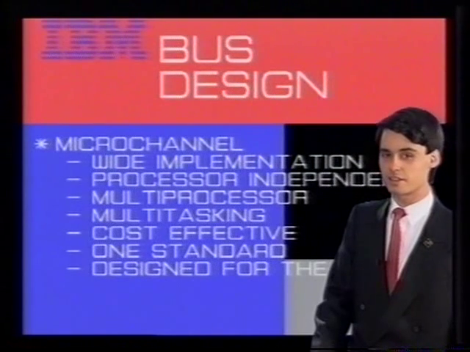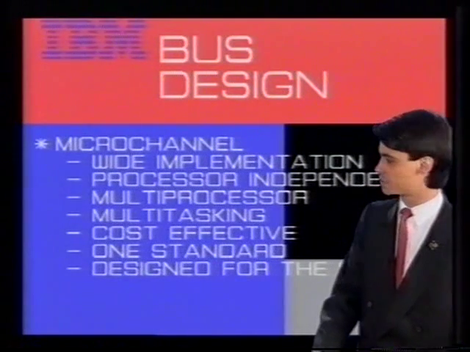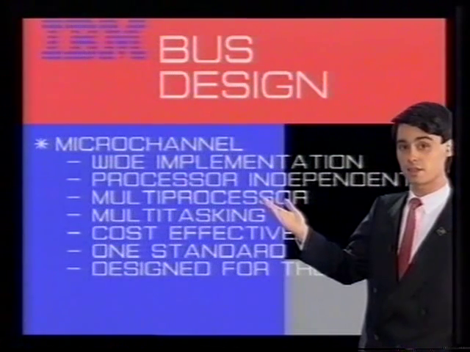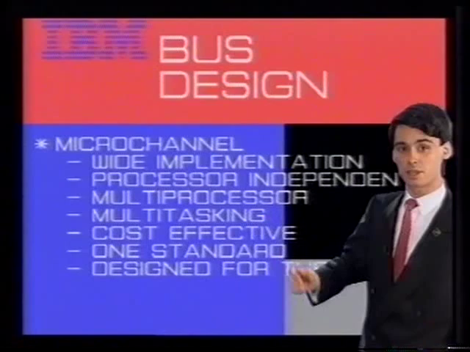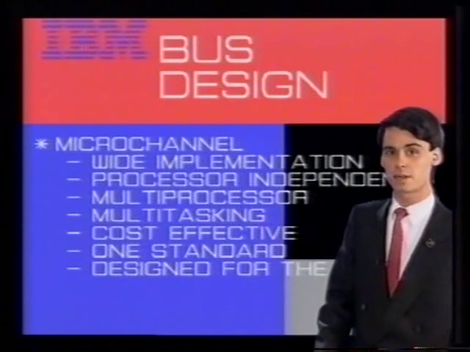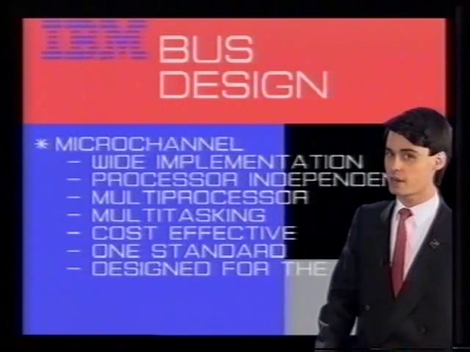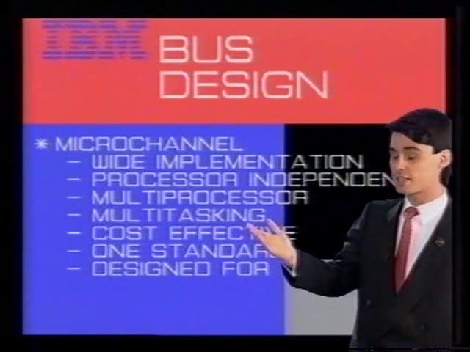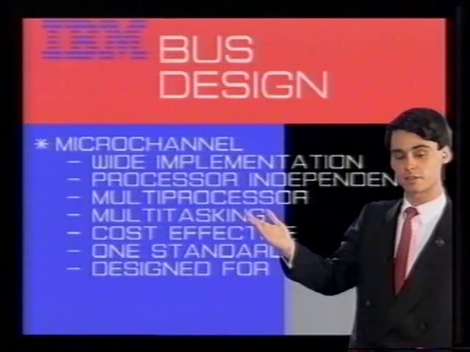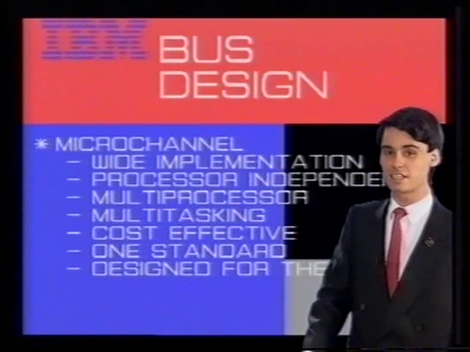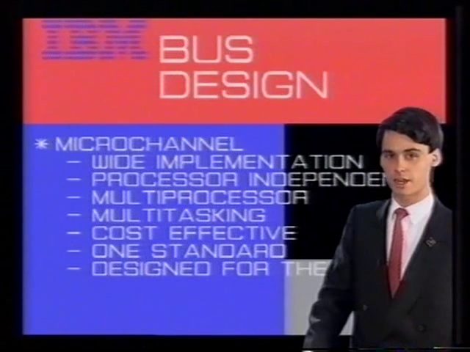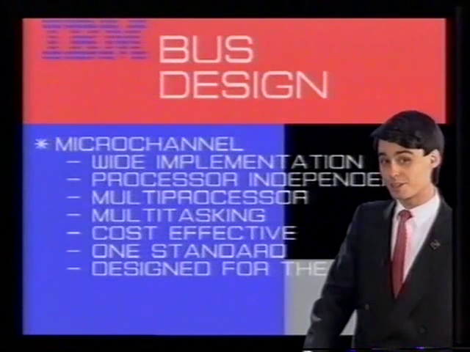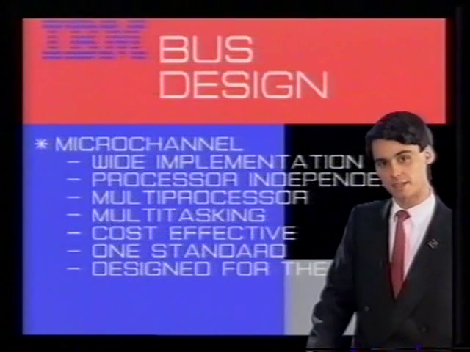This infers that the microchannel architecture is processor independent. We've already demonstrated with the RS6000 processor and the 370 processor. But there are many other types of processors that you can place on the microchannel architecture and run many different types of operating systems. The microchannel architecture is also multi-processor. We can have up to 16 different processors running on the microchannel bus simultaneously. This also infers that the bus architecture is multitasking.